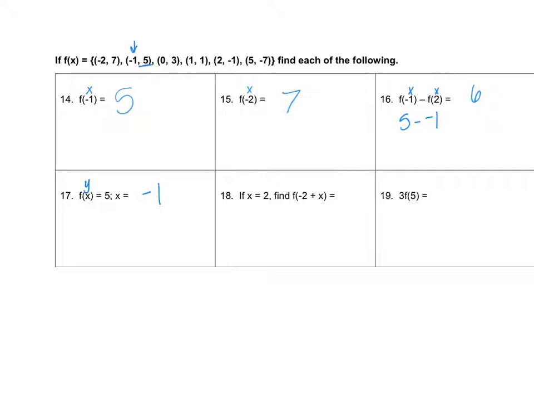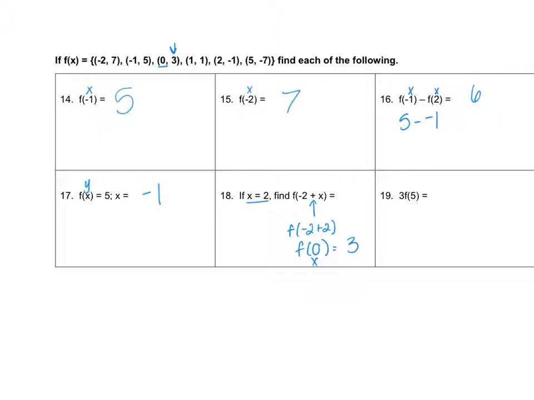18. If x is equal to 2, find f of negative 2 plus x. So they told me what x is equal to here, and I need to plug it in to my parentheses. So I'm going to have f of negative 2 plus 2, which is the same thing as f of 0. So again, this is saying what is y when x is 0. So I see that x is equal to 0 here, which means that y was equal to 3.